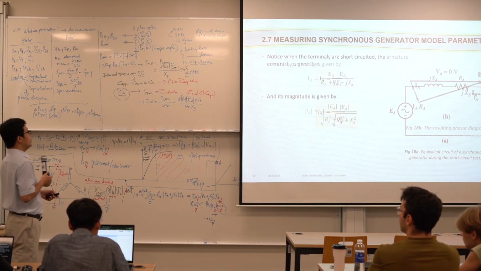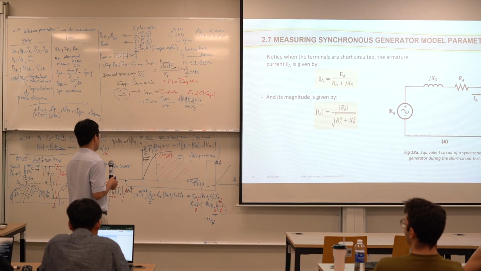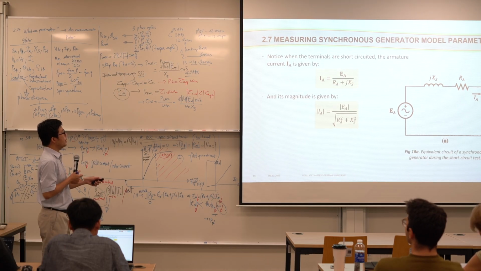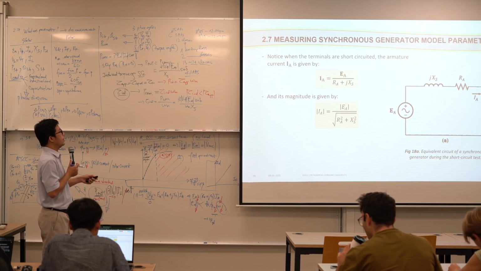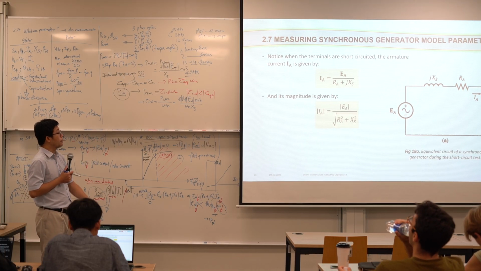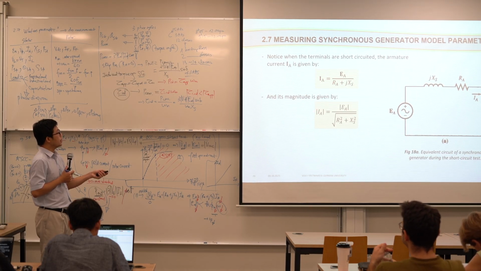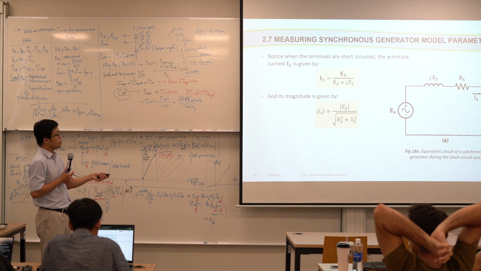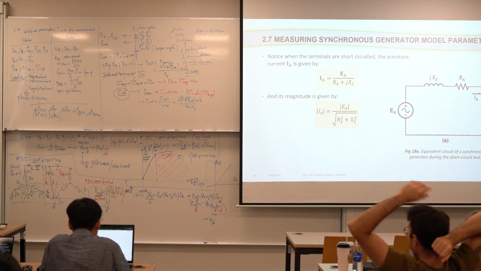Of course we can calculate the short circuit current. Short circuit current IA is EA over RA plus jXS. Remember, this one is a vector. If we only consider the magnitude of the short circuit current, we take absolute values, and this is a complex number. So when we calculate the magnitude, we take the square root of RA squared plus XS squared. Is it clear?